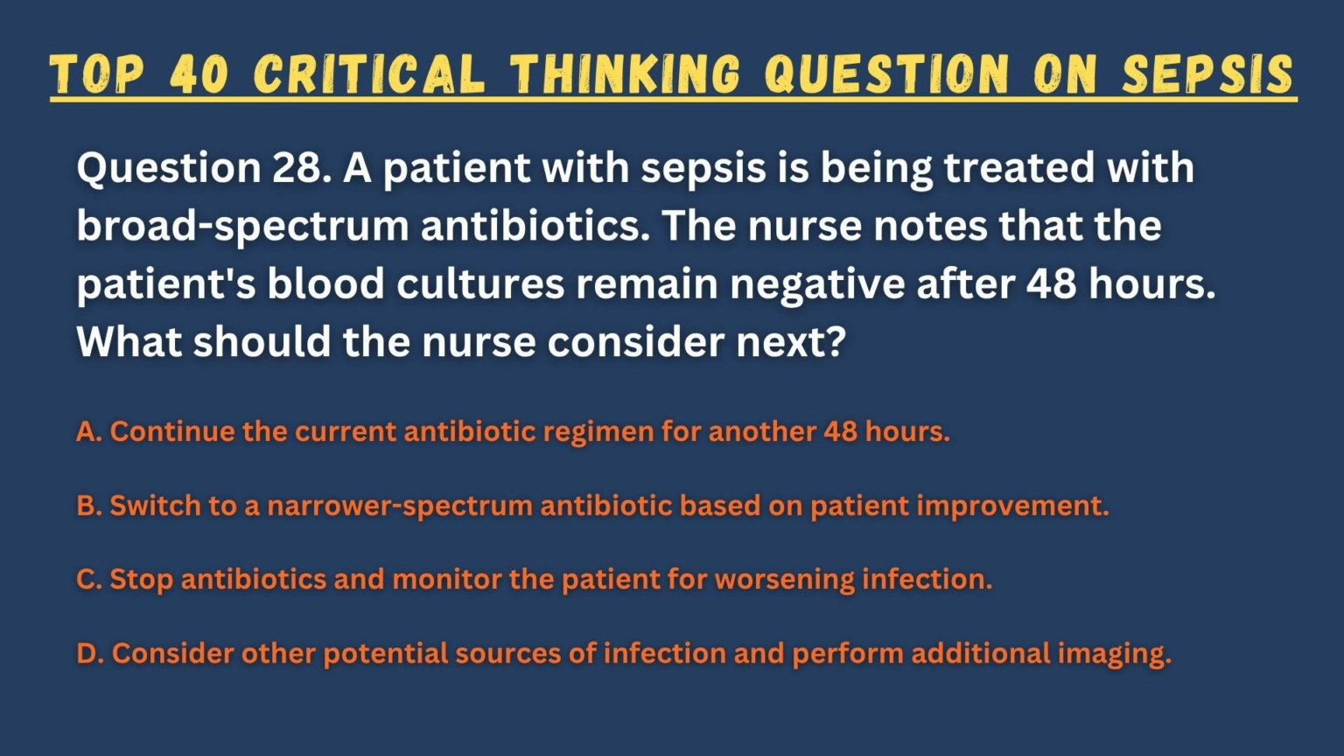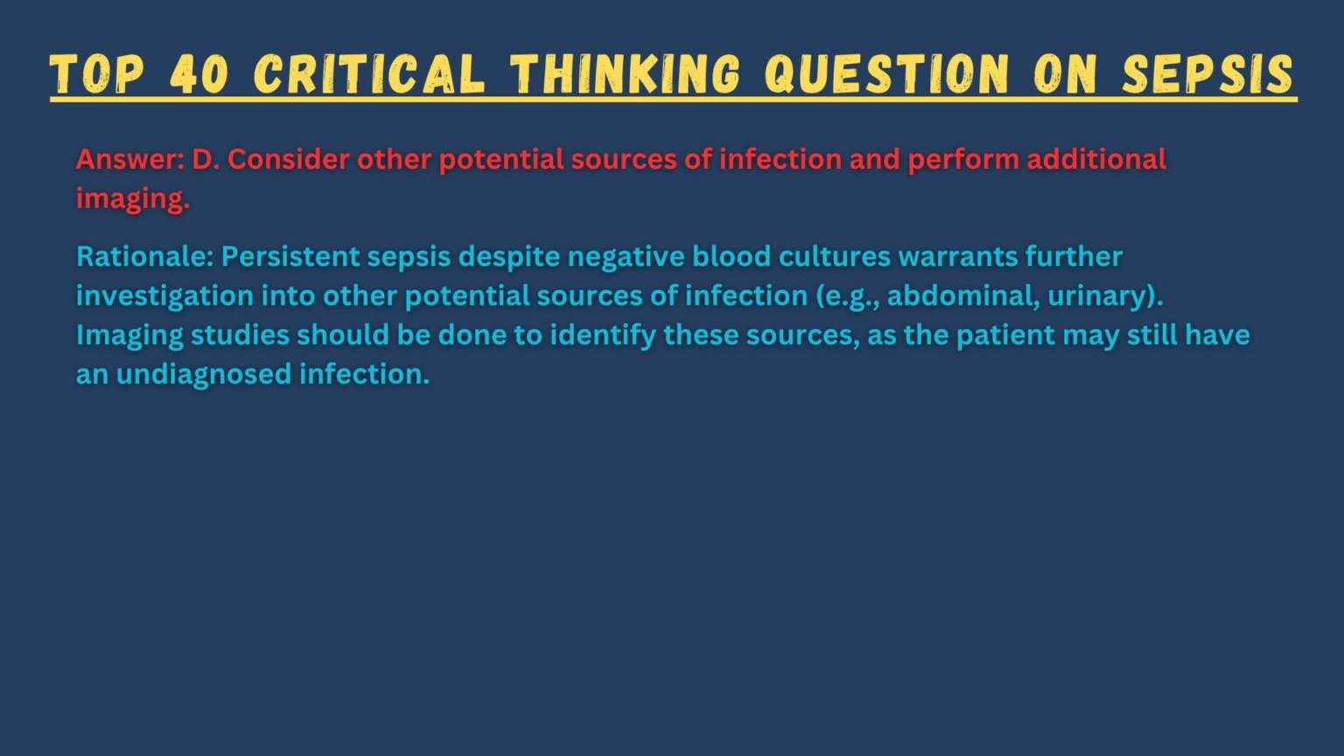Question 28. A patient with sepsis is being treated with broad-spectrum antibiotics. The nurse notes that the patient's blood cultures remain negative after 48 hours. What should the nurse consider next? A. Continue the current antibiotic regimen for another 48 hours. B. Switch to a narrower spectrum antibiotic based on patient improvement. C. Stop antibiotics and monitor the patient for worsening infection. D. Consider other potential sources of infection and perform additional imaging. Answer: D. Consider other potential sources of infection and perform additional imaging.